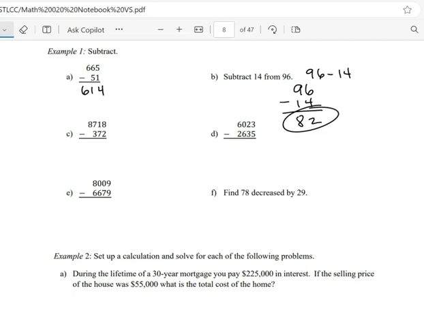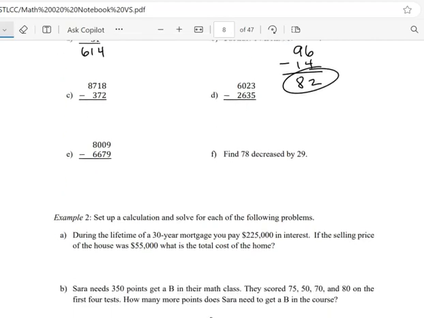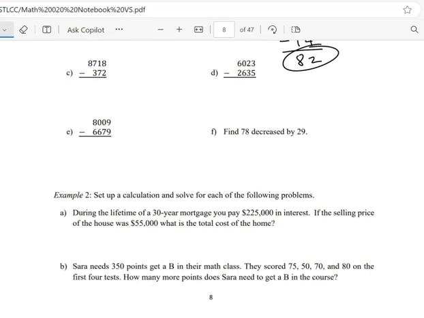So far, so good. And then we come to the next problem. So we have 8,718, and we need to subtract 372 from it. So I'm going to rewrite the problem. All right, and again, start on the right. 8 minus 2 is a 6, but I can't take 7 from 1 without running into a negative number. Again, we do not have any negative numbers.